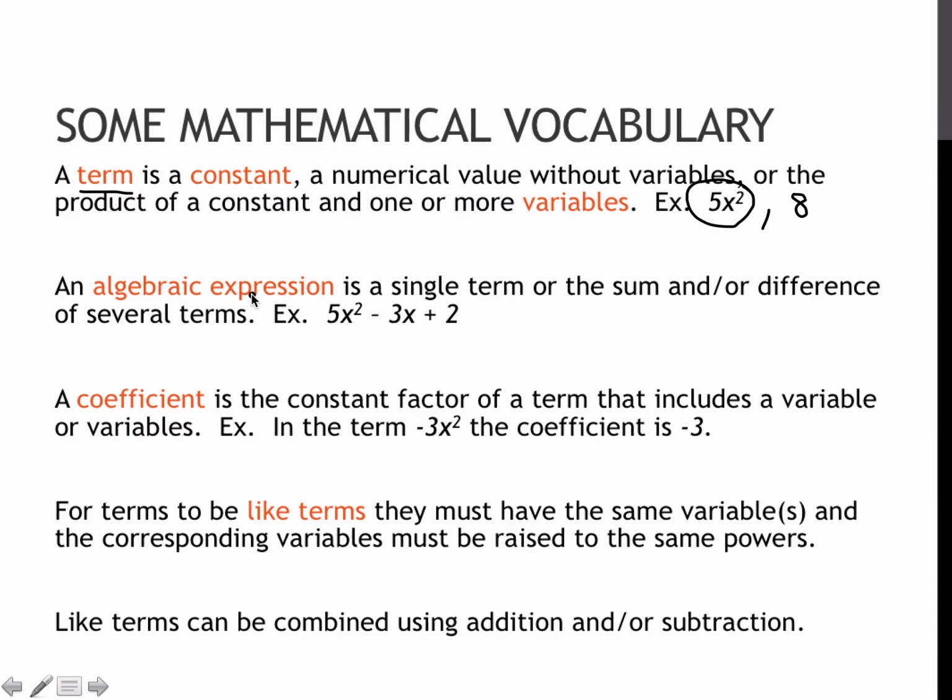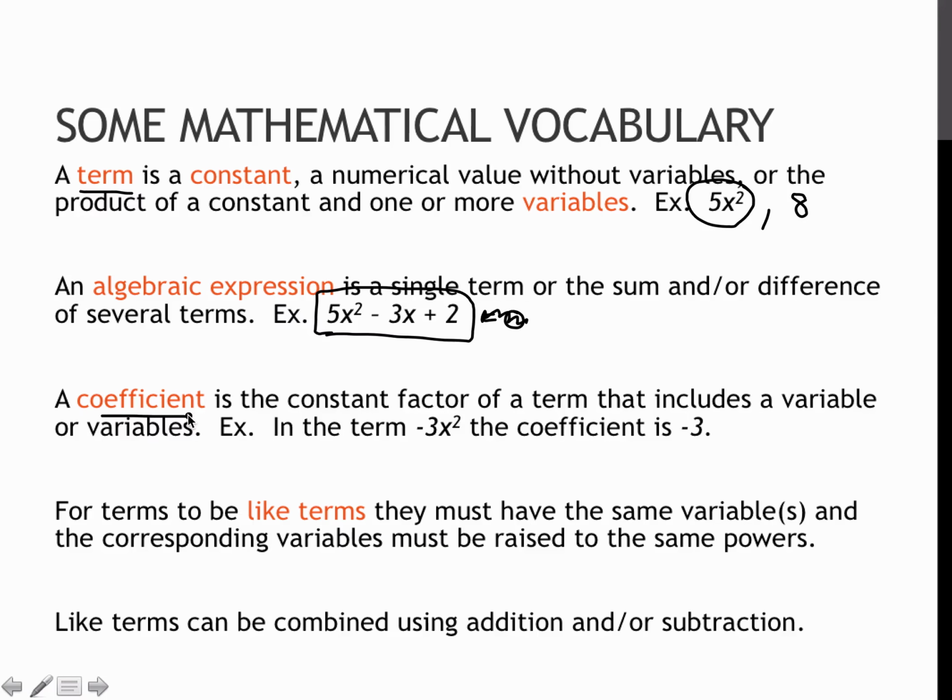An algebraic expression is several terms that are being added or subtracted, so the sum and/or difference. So this is an example of an algebraic expression. Notice this is not considered an algebraic equation because there's no equals anything. That would make it an equation rather than an expression. So this is an expression because there's no equal sign.